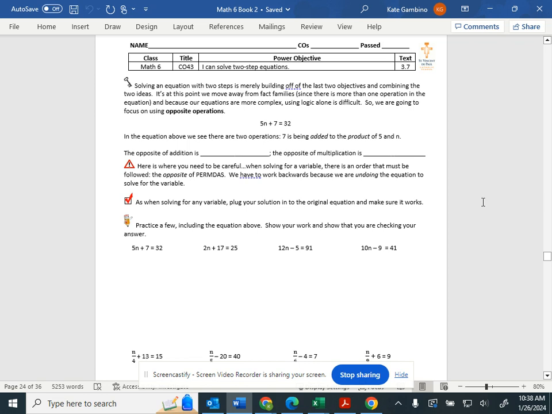Good morning. Today we are doing our last objective of Unit 5, CO43. I can solve two-step equations. This being our last objective.